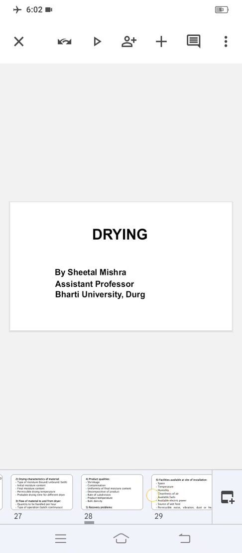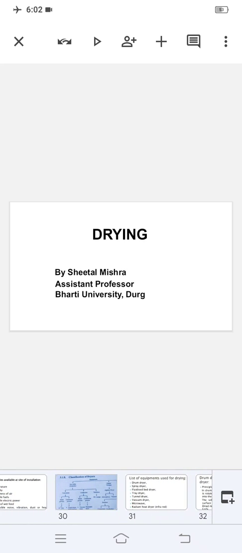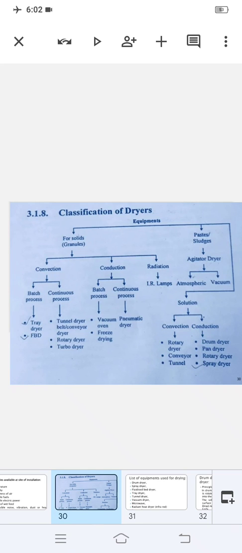In today's video we will discuss the classification of the dryers. So let us see how the dryers are classified. You can see the flow chart here. The equipment is divided into three parts: for solids, for paste or sludges, that is slurry, and for solution. For solids like granules, by the mechanism of convection, conduction or radiation. The three basic mechanisms are there through which the dryers are classified.